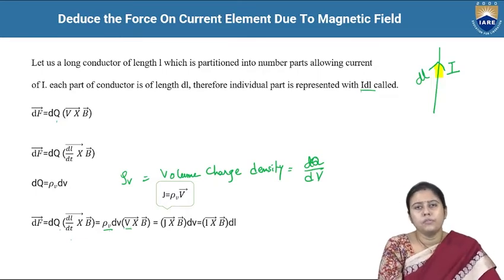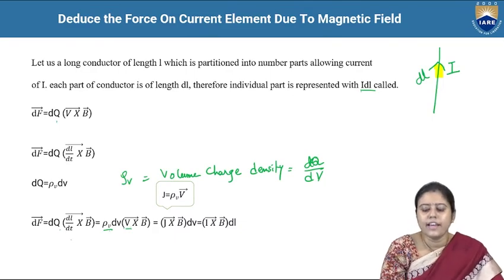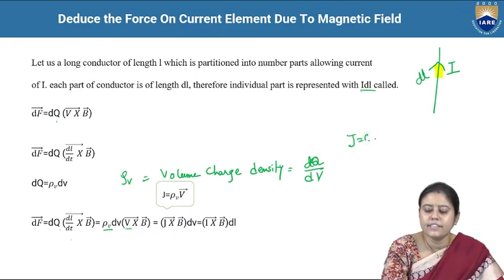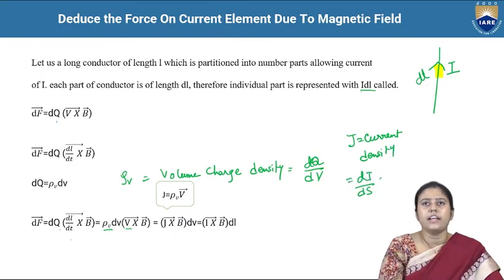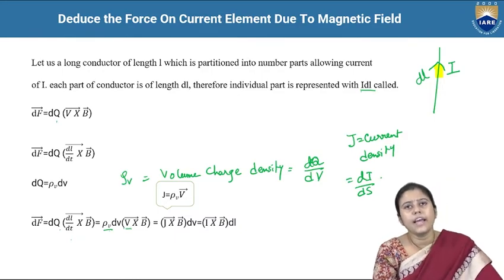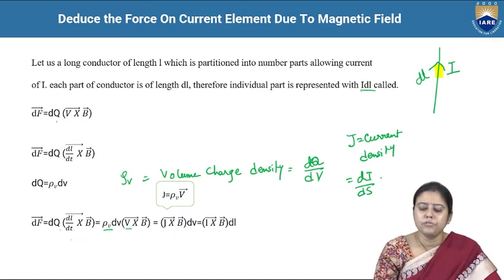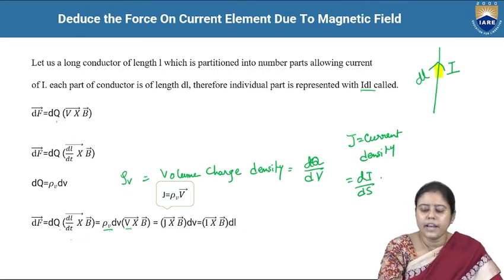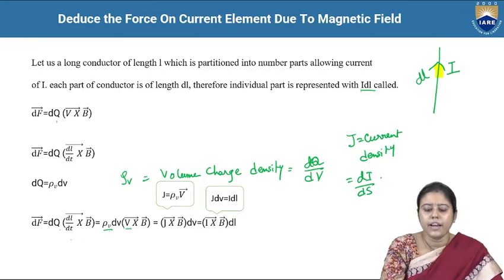According to the rule we have discussed in the second unit, J is the current density. What is the meaning of current density? Current per unit cross-sectional area. So the relation between J and velocity v is J equals rho v into v. So if J is equal to dI by dS, we can write J into dv is equal to I into dl. How can we write this?